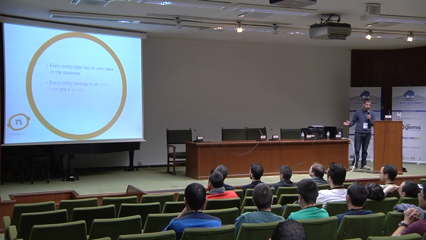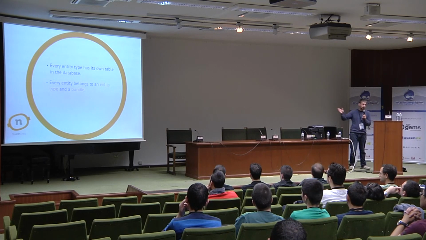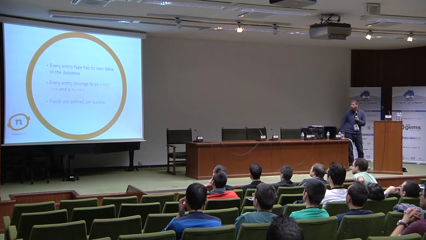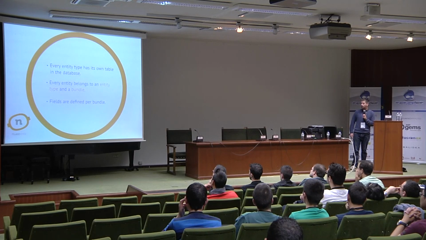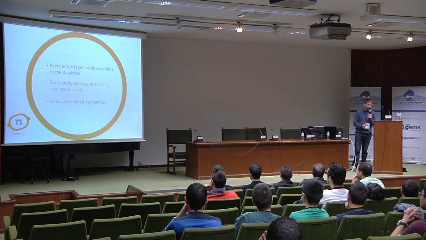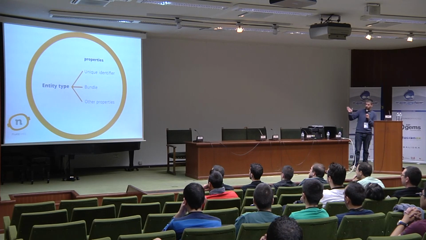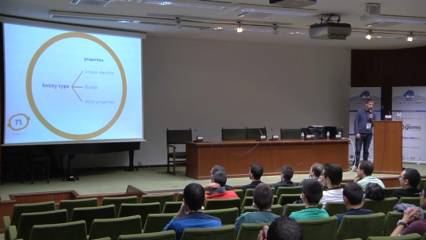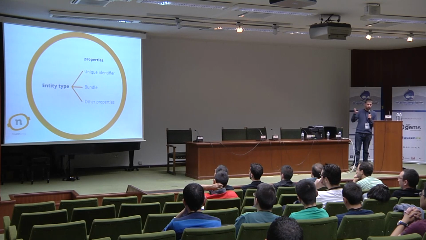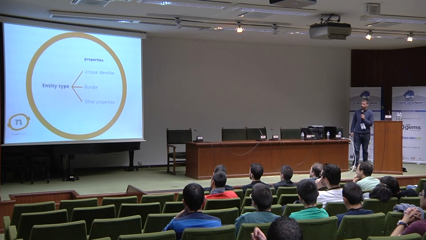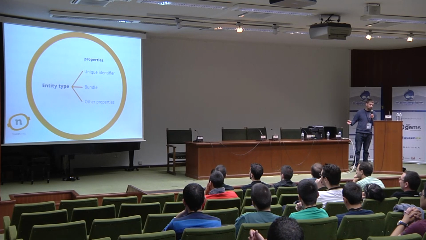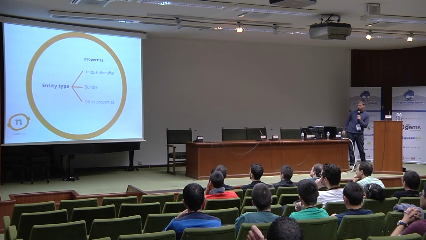And every entity belongs to an entity type and to a bundle. We'll see later on what that means. And fields, at least in Drupal 7, are defined per bundle. So in another overview, an entity type has properties. Two are important: the identifier, so the number, like a node ID, and the bundle. And then you can have a whole bunch of other properties which will depend on your entity type.